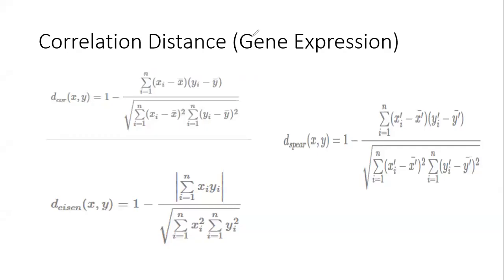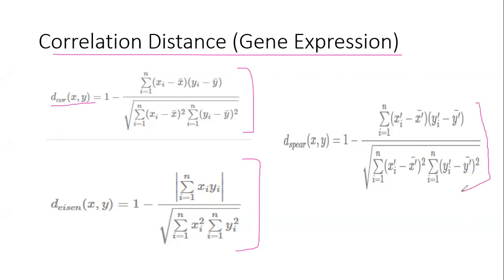Okay, you can also have this correlation-based distance. This is only useful for gene expressions. So basically I have three distance measures: one based on the Pearson correlation, where I'm finding the distance between two gene expressions, the Eisen distance, and the Spearman correlation distance.